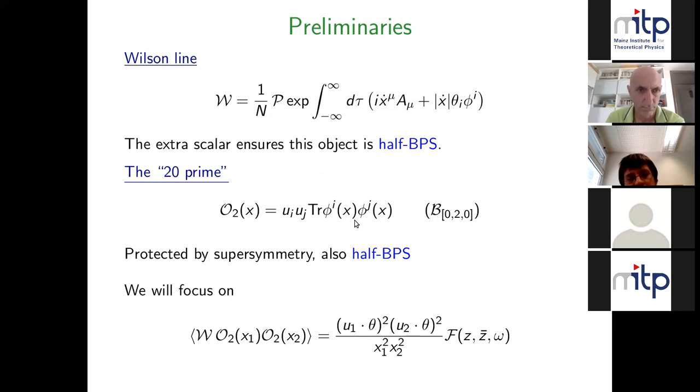So this is the correlator that we're going to focus on. It's the 2-point function of the 20 prime, which, by the way, is the multiplet in which the stress tensor sits. So it's the one guy that we know is there in N=4 super Yang-Mills.